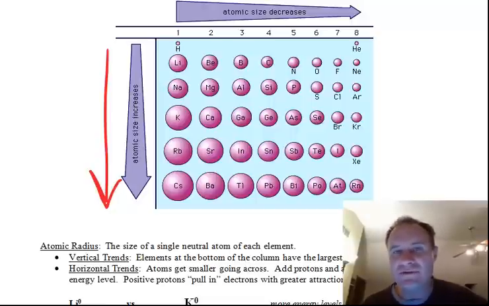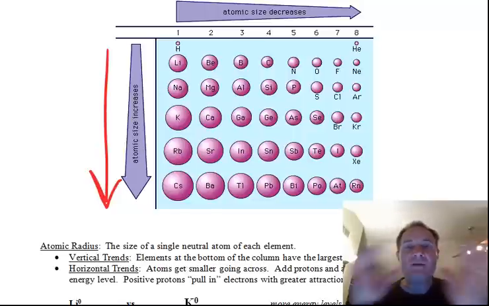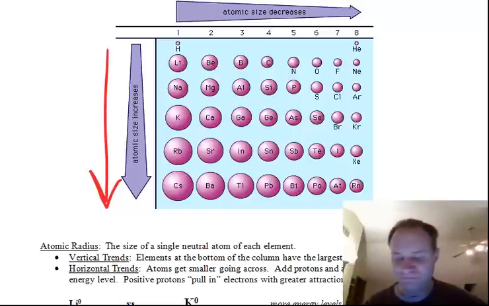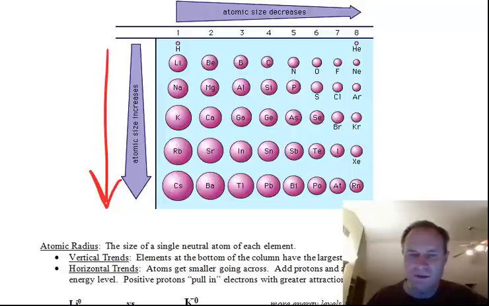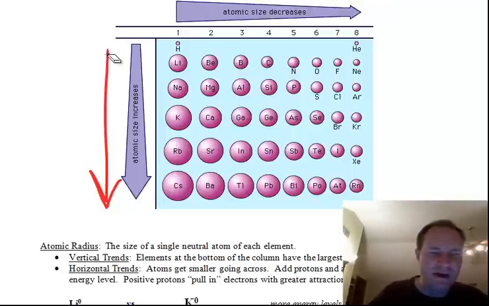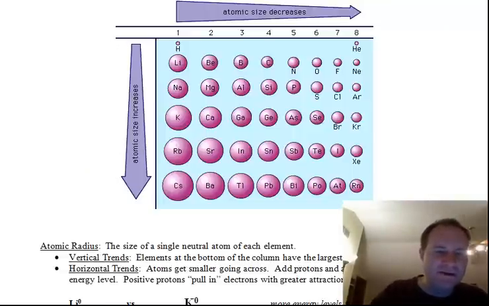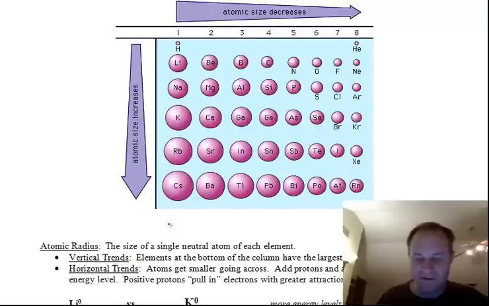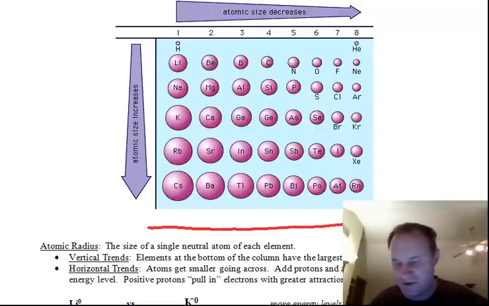More energy levels of electrons: 1s1, 2s1, 3s1, 4s1. They get larger and larger and larger. Now the horizontal trend, that I remember as being a little bit more challenging to see. That is going across.